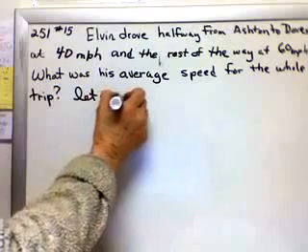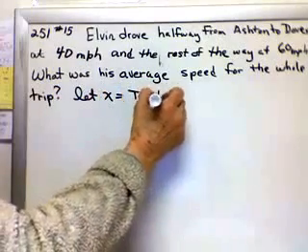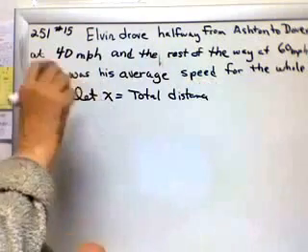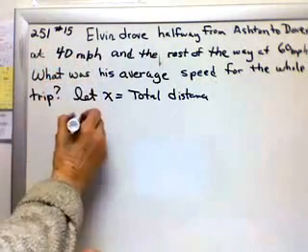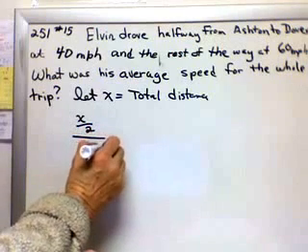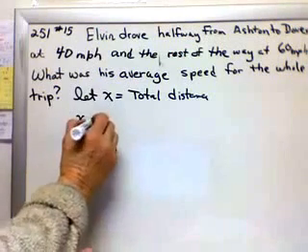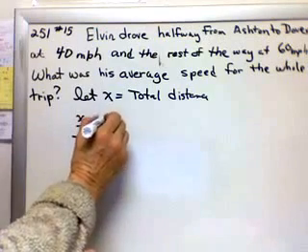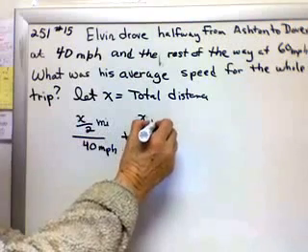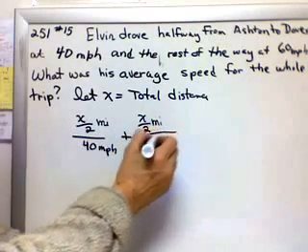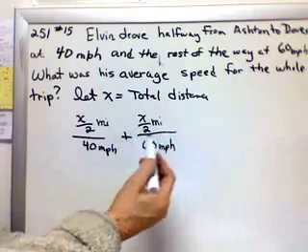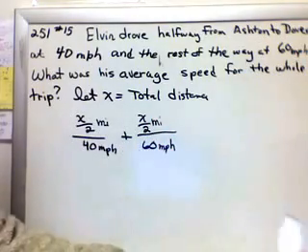Let x equal the total distance. So if he's doing half the trip, he's doing x over 2 at 40 miles per hour. And x over 2 is distance, so that's miles, right? Plus, he's doing the second half of the distance, or the second part of the miles, at 60 miles per hour. He's doing the second part of the trip quicker, correct?